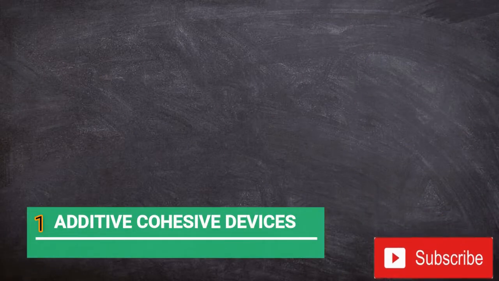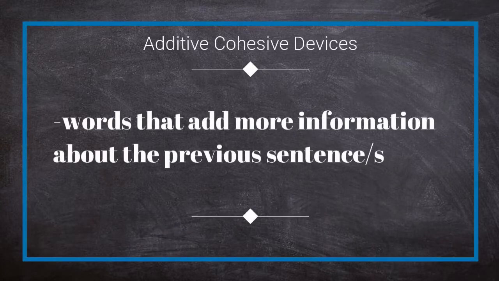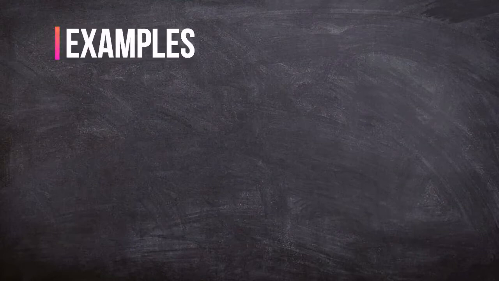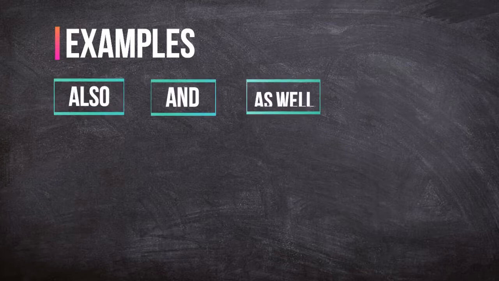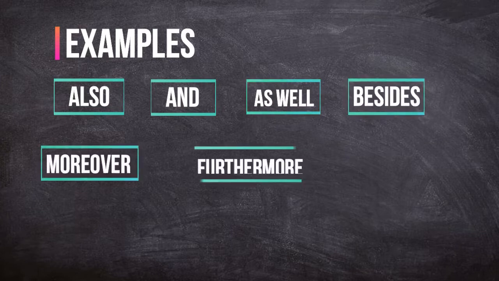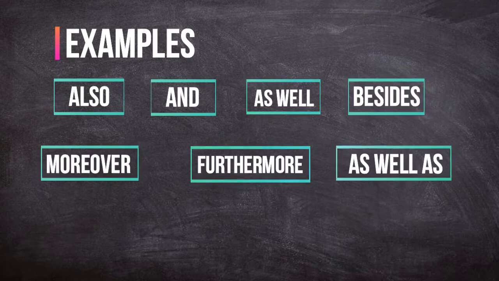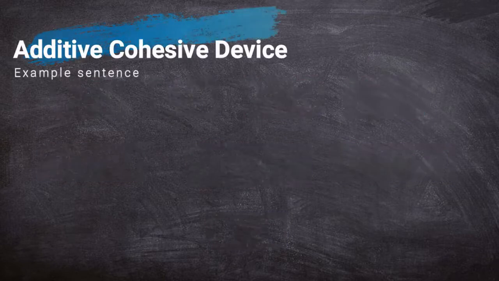First, let's have additive cohesive devices. Let's first define kung ano ang additive cohesive device. These are words that add more information about the previous sentences. Let's have an example. We have the word also. Also, we have and, as well, besides, moreover, furthermore, as well as, and the word to. Tandaan, ito ang mga salitang ginagamit para maipahayag ang additive cohesive device.